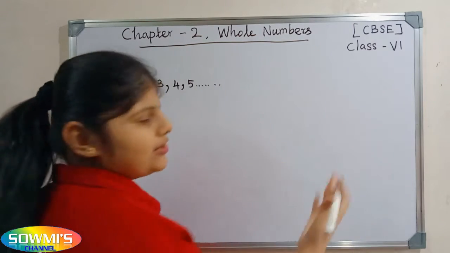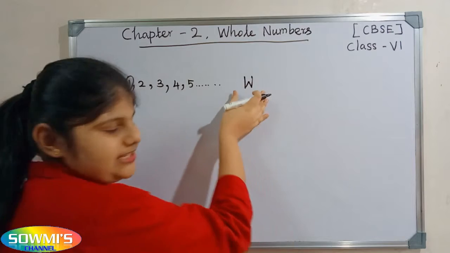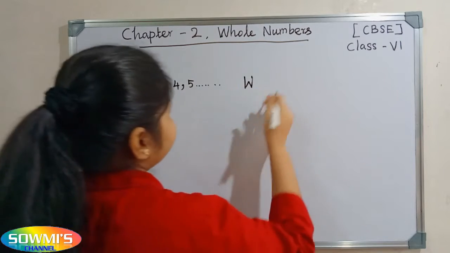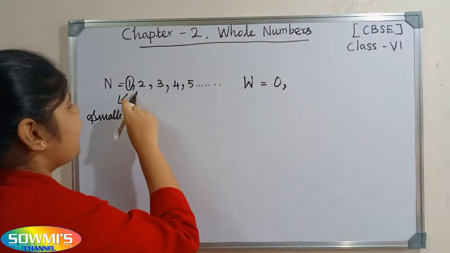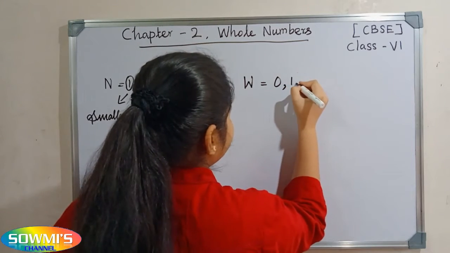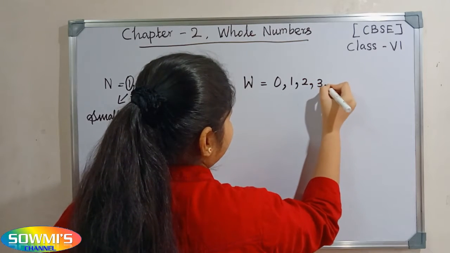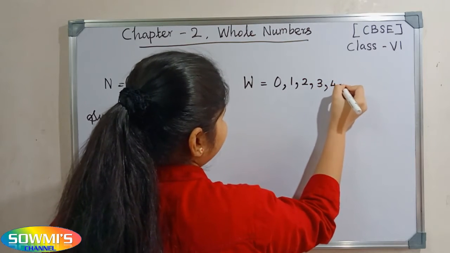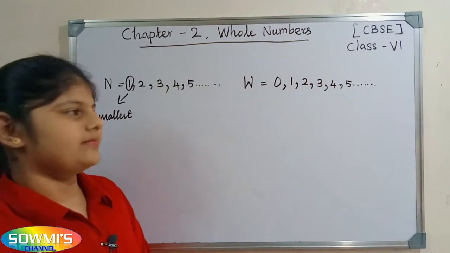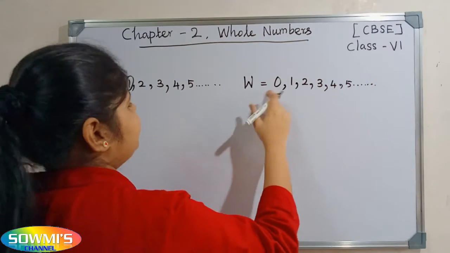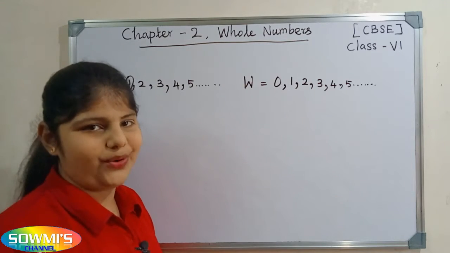So next we will move on to the next topic, that is whole numbers. Whole numbers are denoted by W. Whole numbers are 0 along with the natural numbers, that is 1, 2, 3, 4, 5 and so on. So the whole numbers are 0, 1, 2, 3, 4, 5 and so on.